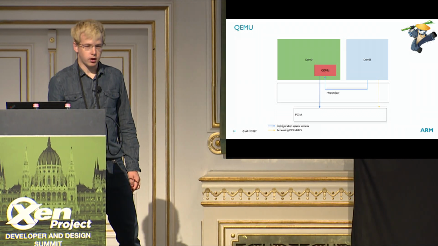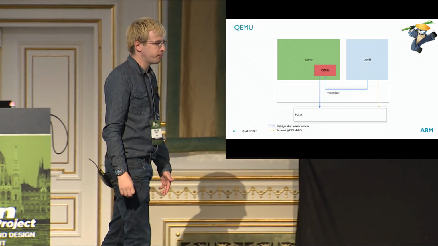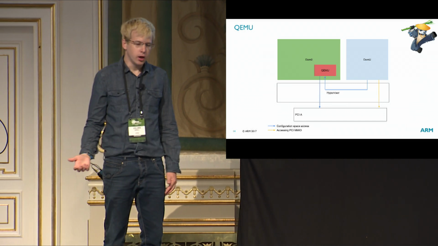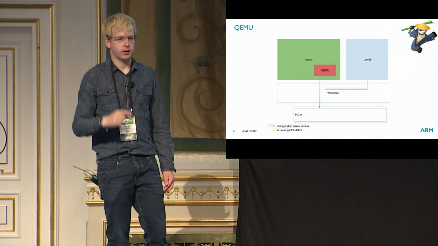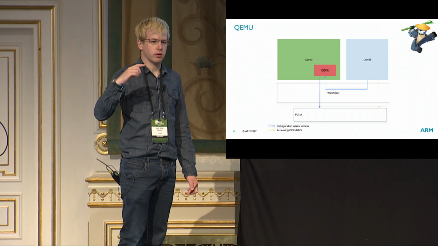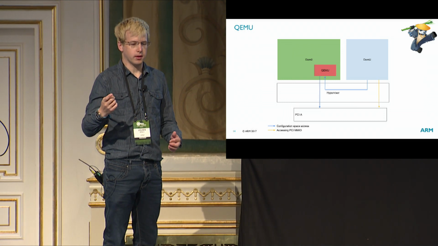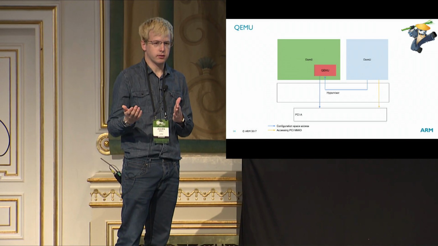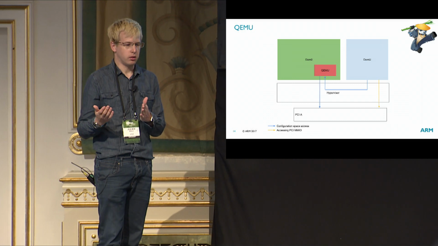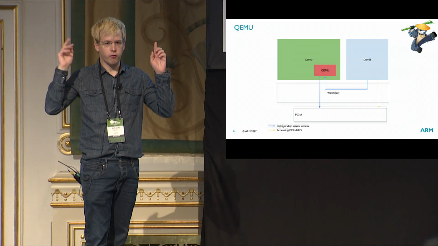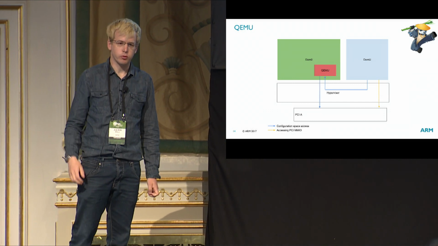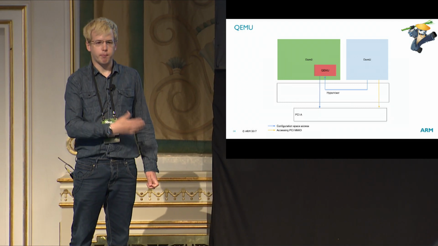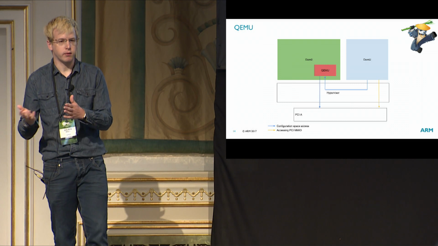In the case of HVM, we use QEMU to emulate the root complex. So we're trapping in Xen every time you want to access the configuration space. In this case, the guest has a real host bridge, so it doesn't know that it will be trapped by Xen. It thinks that it's directly driving the host bridge.